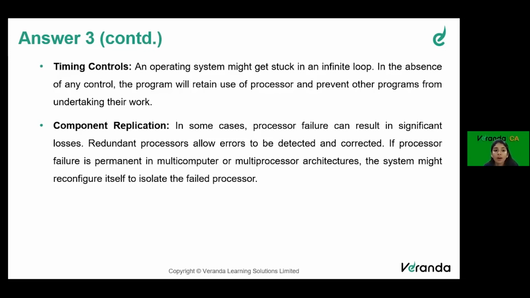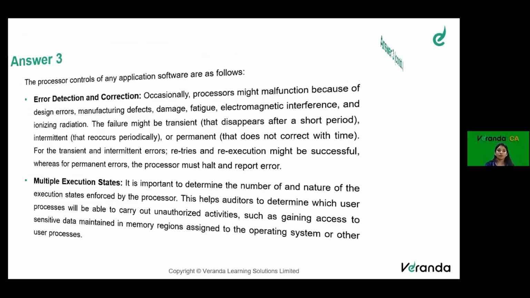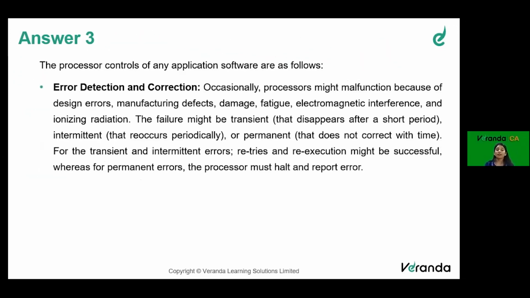Component replication. In some cases, processor failure can result in significant losses. Redundant or duplicate processors allow errors to be detected and corrected. If processor failure is permanent in a multi-computer or multi-processor architecture, the system might reconfigure itself to remove the failed processor. Okay, I told you this question is tough. First is error detection and correction, an easy point.